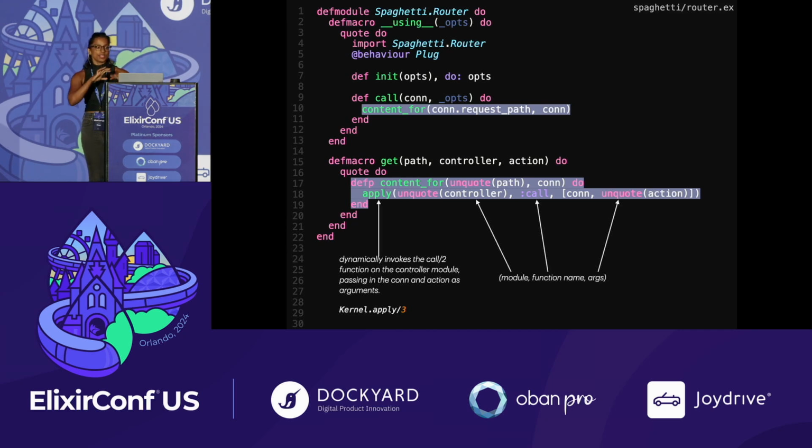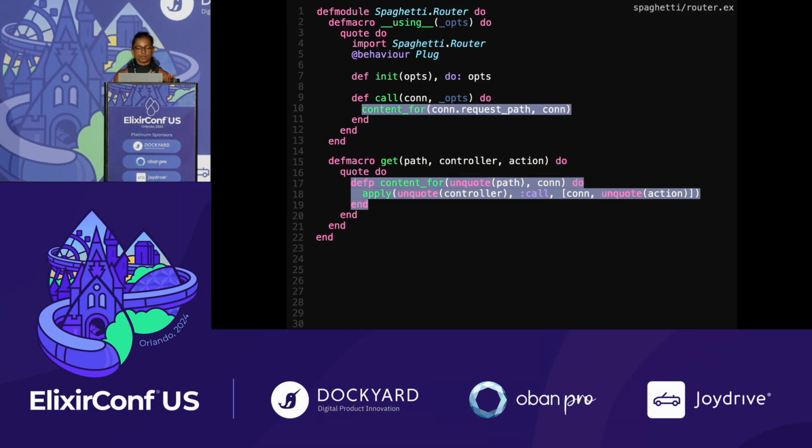And then within that Kernel.apply, it takes in three arguments. It takes in a module, it takes in a function name, and it takes in arguments. So that's just the function signature of how that works. But the idea is pretty straightforward. It basically allows you to define a get with a controller and various things.